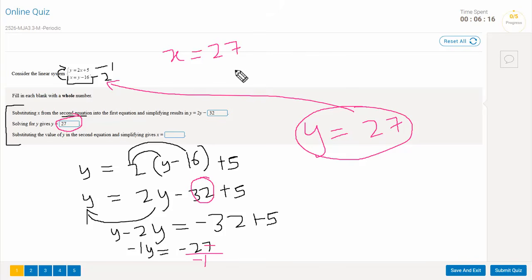Remember, we used to do this in grade 6 as well. They used to give us one of the variables' numbers and we used to solve it. So x is equal to 27 minus 16. I know 27 minus 16 is how much? 11.